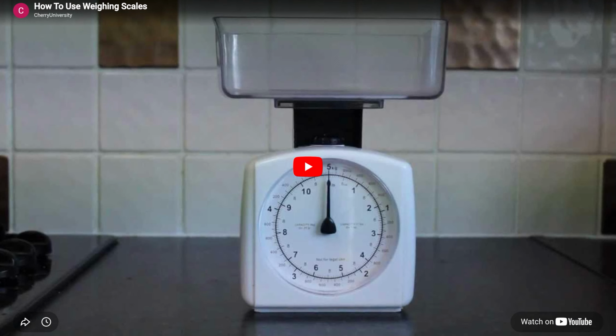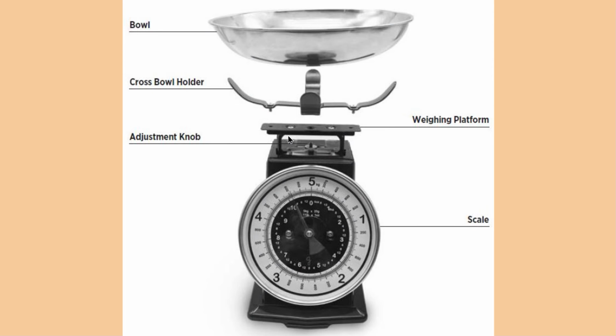So pretty straightforward. What you can't really see is that dial she was talking about adjusting to zero. So here it is a little bit more clearly. So again, a bowl holder is attached to the weighing platform. The adjustment knob, you can actually turn it, and that is what adjusts the face here. So whenever you are taring out these scales, you're actually manually doing it using the adjustment knob, and then the center arrow should face zero here.